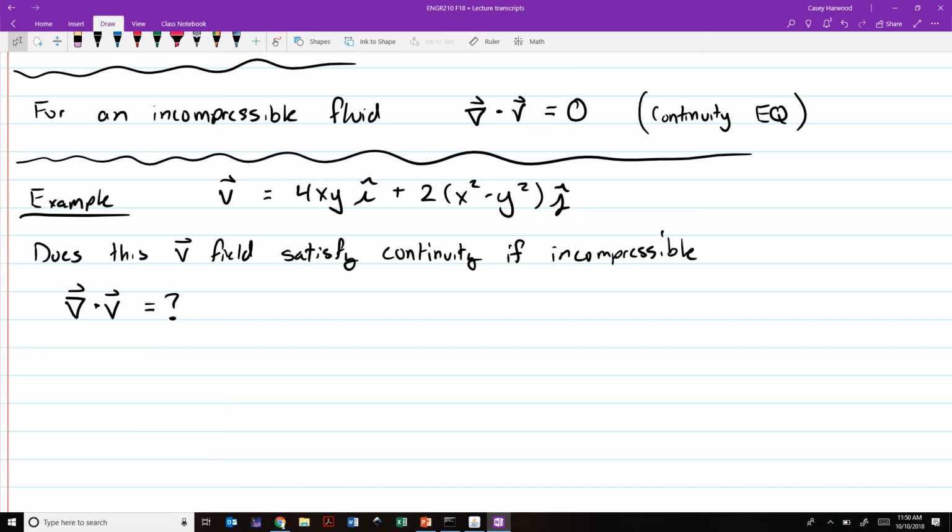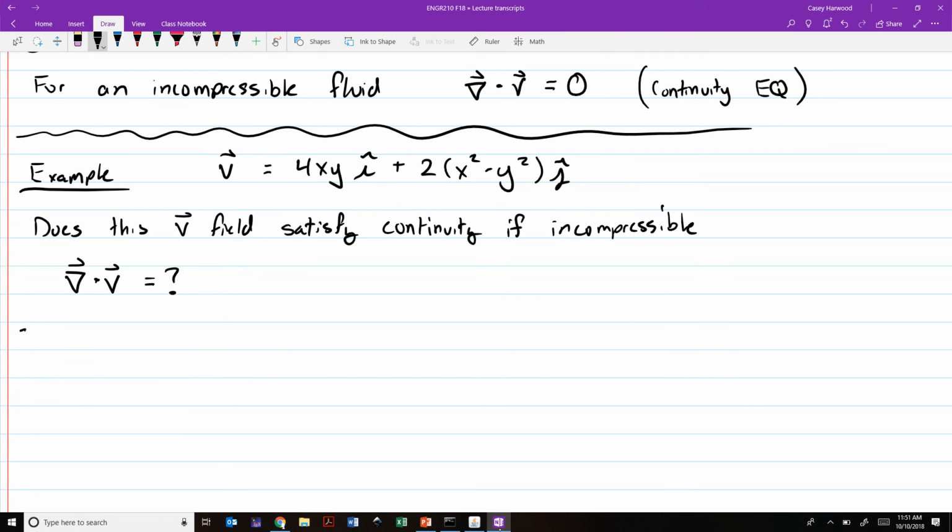All right, so show of hands. If you got a yes, put up an open hand. If you got a no, closed fist. Does this flow satisfy continuity? We assume it's incompressible. All right, we're missing some hands, but the ones I do see are right. So this will satisfy the continuity equation. How do we get there?